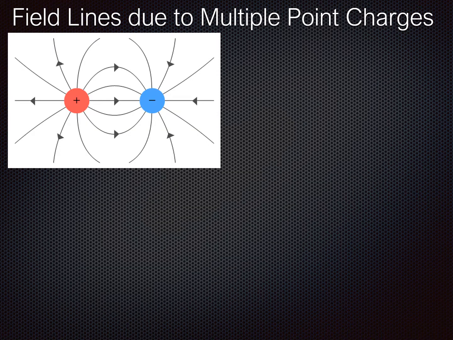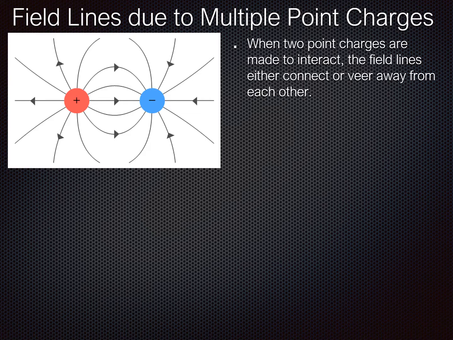And now we want to take a look at field lines due to multiple point charges. This gets a little bit tricky, but earlier we saw an example of an electric dipole. Remember, the field leaves from the positive charge and goes towards the negative charge. So when you're interacting with two types of charges, the field lines will either always connect or they will try to veer away from each other.